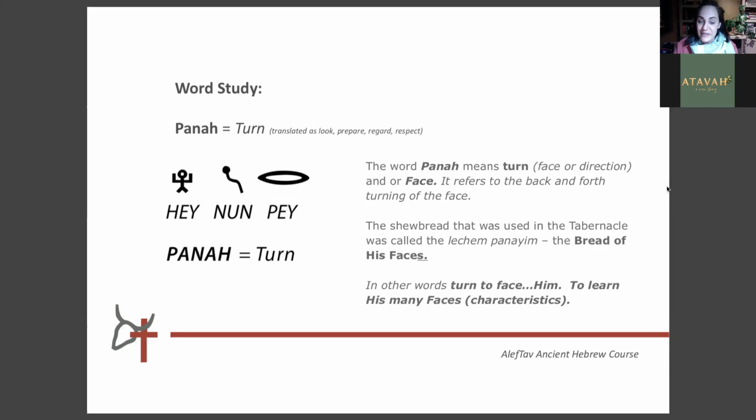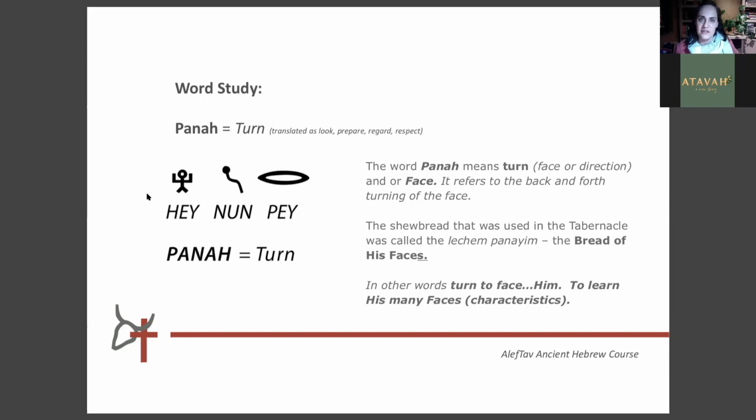More specifically, the word pana, which means turn or face, means a back and forth turning of the face. So in other words, doing this, doing this, doing this, and why? What does it refer to? So this is very beautiful.